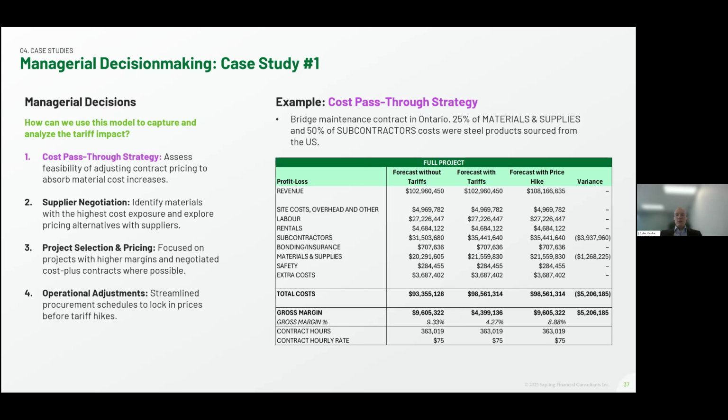However, with a cost pass-through strategy, the firm would increase pricing to offset this cost impact. The dollar gross margin in this case, in the third column, would increase back to 9.6 million, but the margin percentage declines slightly to 8.9% as profits are held steady over a higher revenue base. This just highlights the importance of using detailed costing models to make proactive pricing and sourcing decisions in response to external cost pressures like tariffs.